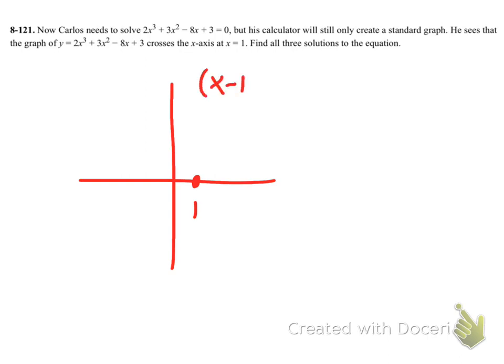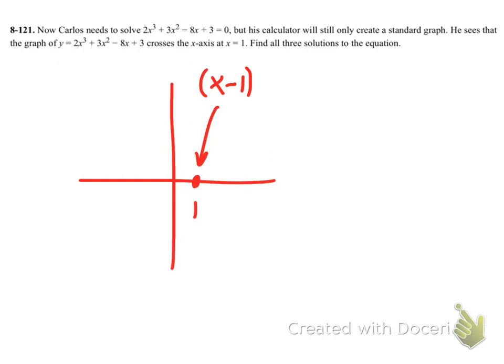Problem 121 has us taking a look at a polynomial here. It gives us some information about that. First of all, on a graph, it's going to cross the x-axis at 1. So however this polynomial looks, I know that I have an x-intercept right here at 1. That means the factor that gives that to me is x minus 1. That's the factor that gives 1 as a root.